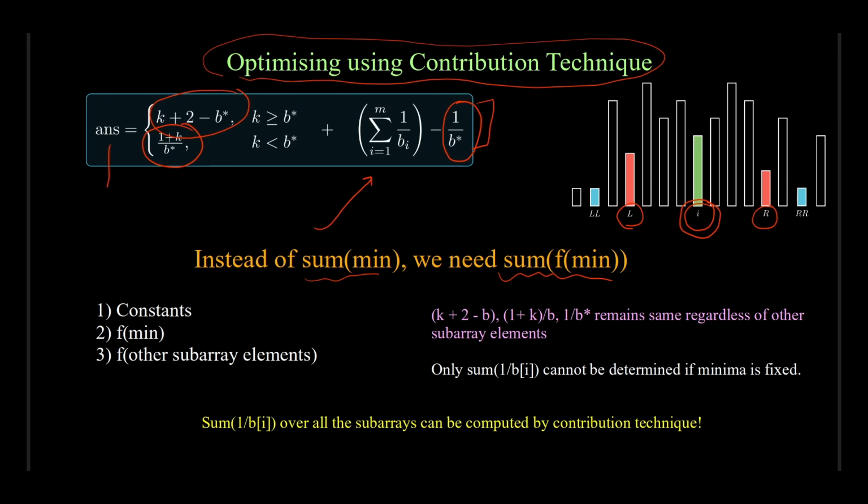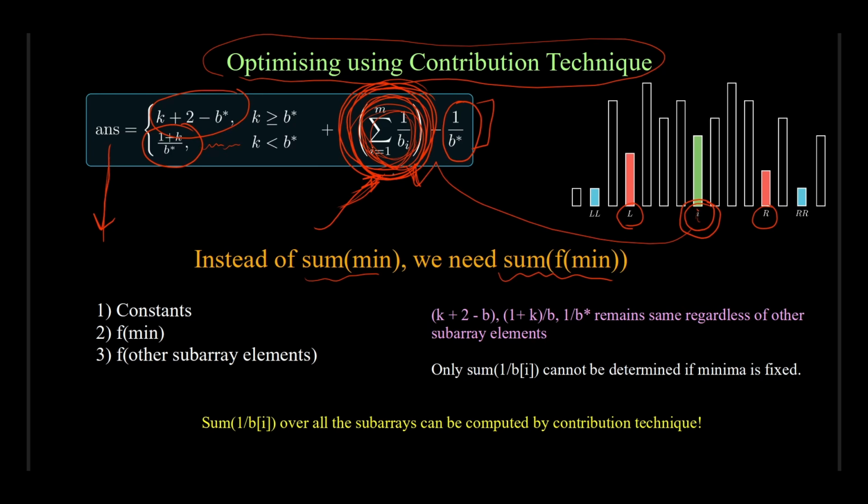For each subarray, the answer is some function of the minima of that subarray, as well as the sum of all the elements in that subarray. So how do you optimize this? How do you accommodate for this? Because even if I give you the count of all the subarrays that have i as minima, you cannot simply infer the sum of elements of all subarrays that have ai as the minima.